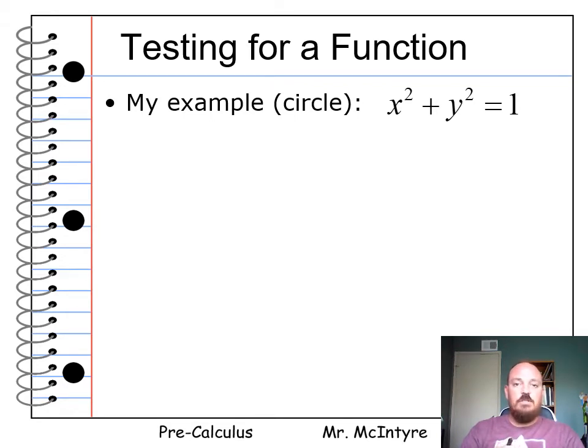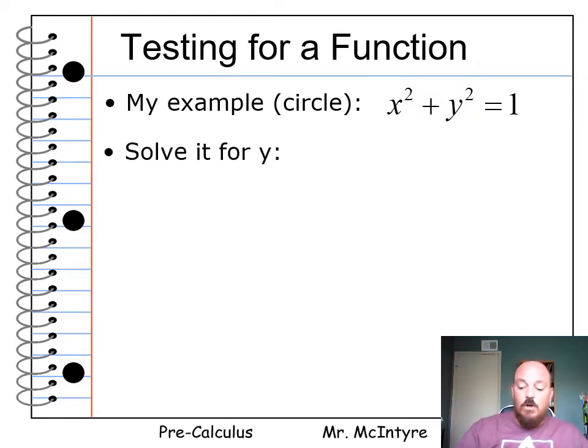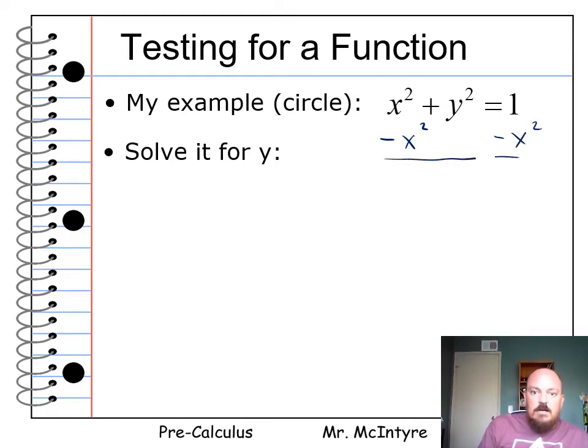A circle is not a function because if I plug in one number for x, I can actually get two different numbers for y. Now, you can't see that by looking at it, x squared plus y squared equals 1. The way you would see that is by solving it for y. So let's put this into y equals form. Let me first subtract x squared from each side to cancel that out. And I get y squared equals 1 minus x squared. And then to finish solving for y, I take a square root of both sides.